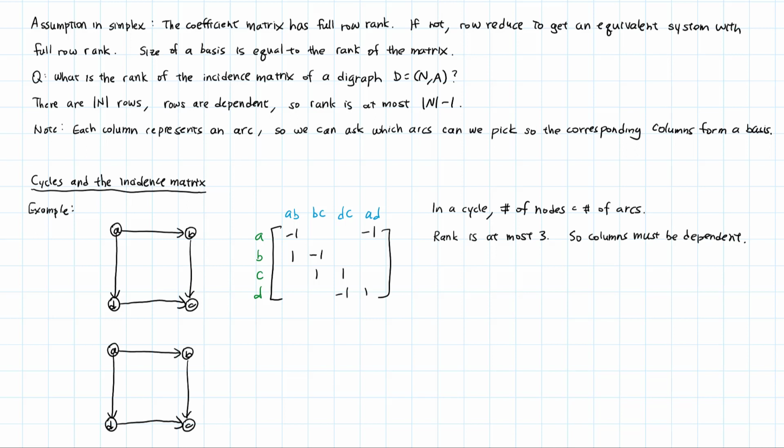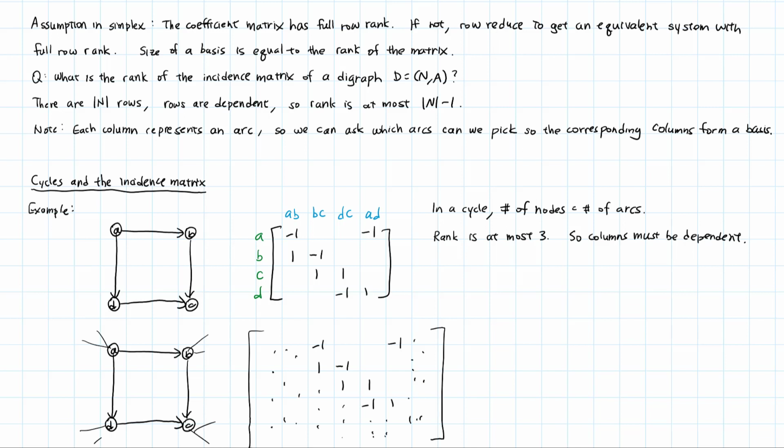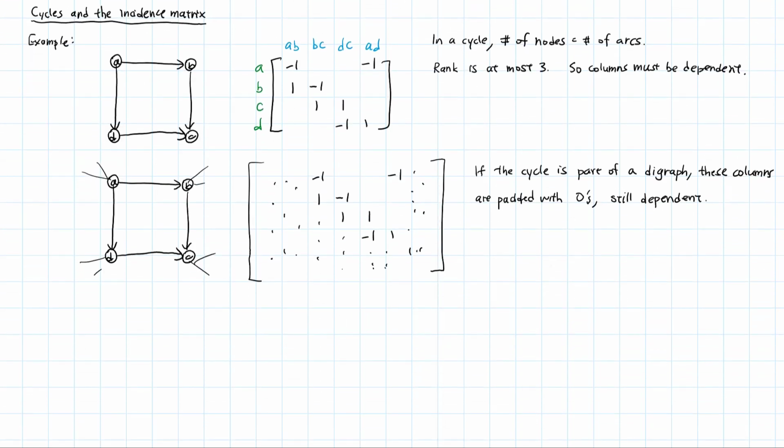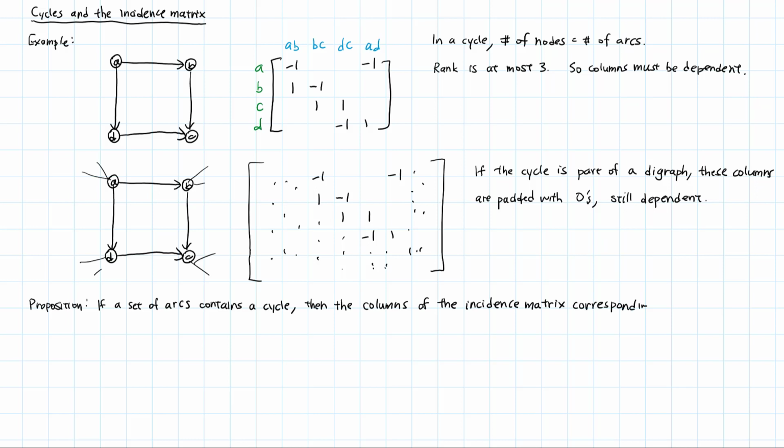Now suppose this cycle is part of a larger digraph. Then the columns of these arcs in the new incidence matrix would just be these 4 columns except with more zeros padded. So these 4 columns are still dependent. So that means that any set of arcs that contains a cycle would not be independent. So that gives us the following proposition. If a set of arcs contains a cycle, then the columns of the incidence matrix corresponding to these arcs are linearly dependent.